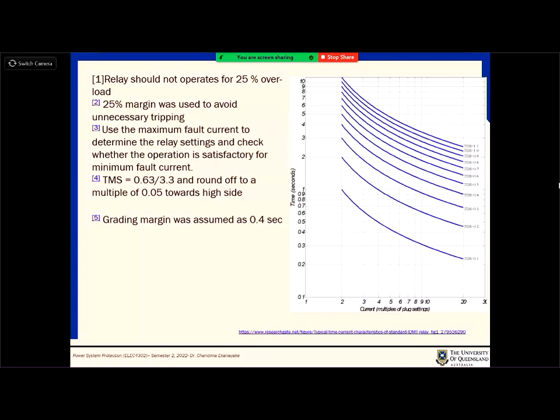And then it clearly says that TMS is always in multiples of 0.05. So you can't select any TMS. It's 0.05, 0.1, 0.15, 0.2 like that. And then the grading margin has to be assumed at 0.4 seconds. So that is also given. Now we will go back to the question. These are the conditions that we need to satisfy.